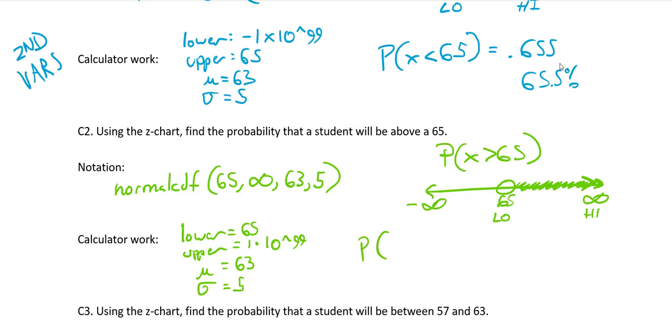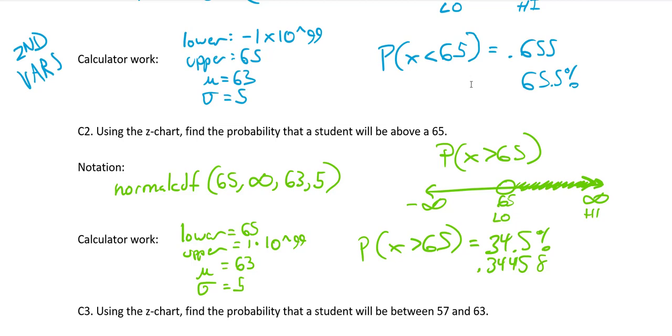The probability of x being greater than 65, or your chances of scoring higher than that on the test, is 34.5%. Or if you were asked to enter it as a decimal, 0.34458. That's just rounding it to 5 decimals, and I pushed that number up a little bit. So you get the idea.